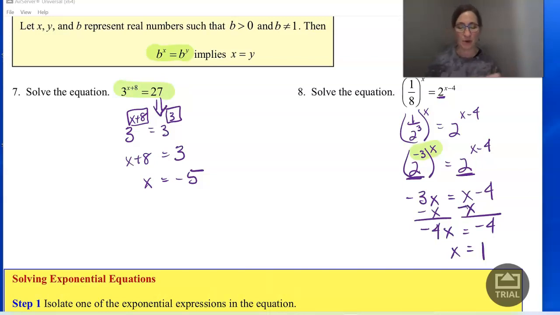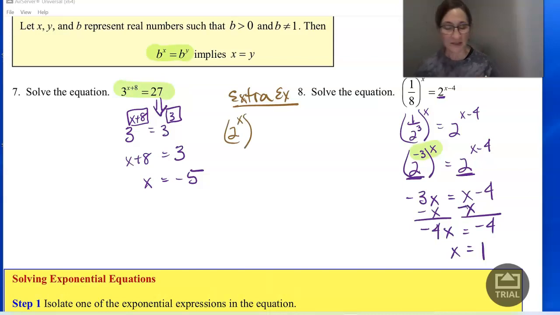All right, I want to do one more in here. It's another little bonus problem, okay? So extra problem, extra example, right here in the middle. And that's going to be 2 to the x times x plus 3, that's my exponent, equals 1/4, okay?